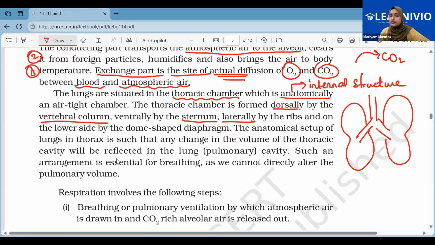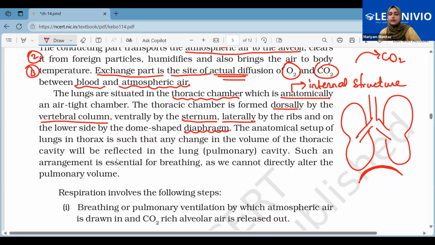Now, below the lungs, on the lower side of the lung, there is a dome-shaped, semicircular muscle, which we call the diaphragm. This diaphragm is very important for breathing. Now, have you studied the pressure-volume relationship in chemistry?